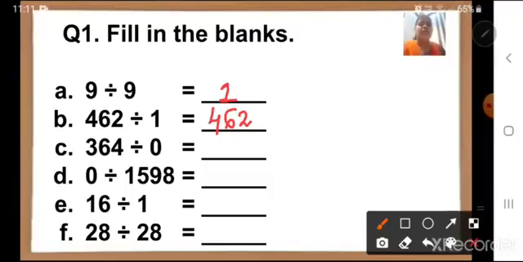Next one is 364 divided by 0. Now this is your fourth property. As per the fourth property, it is not possible to divide a number by 0. Correct? So this division is not possible. 364 divided by 0 is equal to, you will write here, not possible.